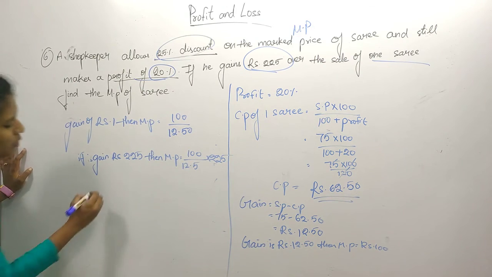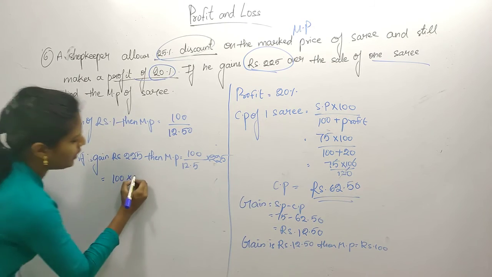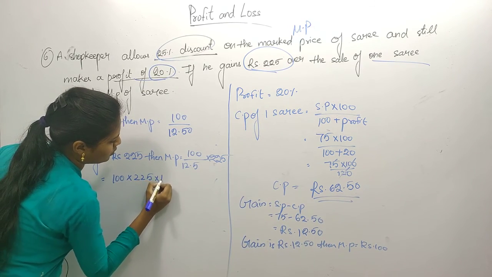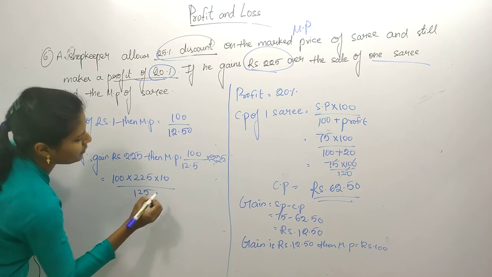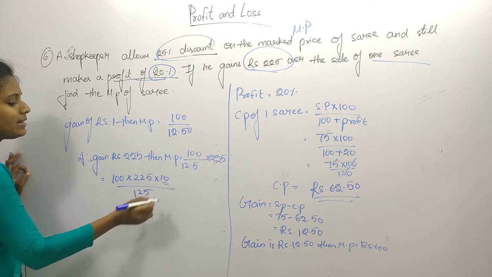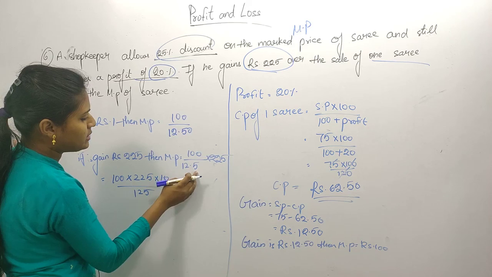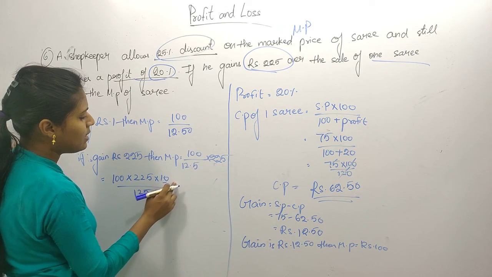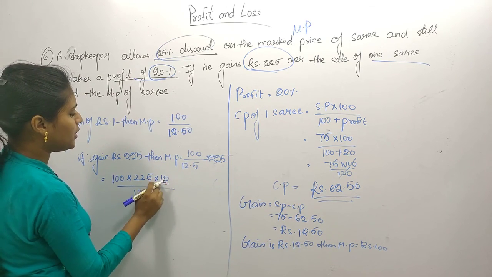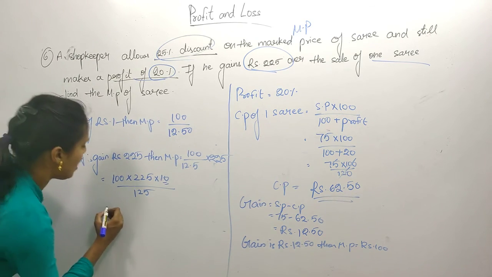Now solve it. 100 into 225 into 10 by 125. How did 10 come here? You may get the doubt. It is in the decimal form. When we remove the decimal, after the decimal how many numbers are there? One number, so 10. After removing it, we multiplied by 10. 100 into 225 into 10 by 125. Then by doing the cancellation, how much answer will we get?